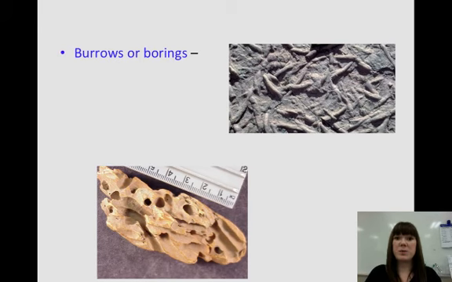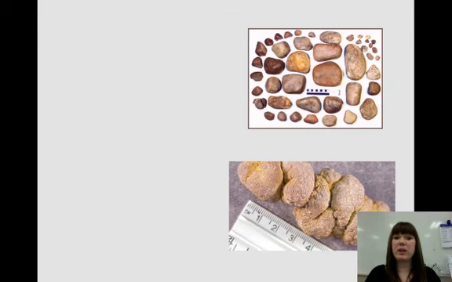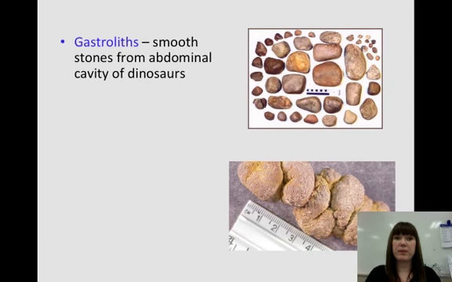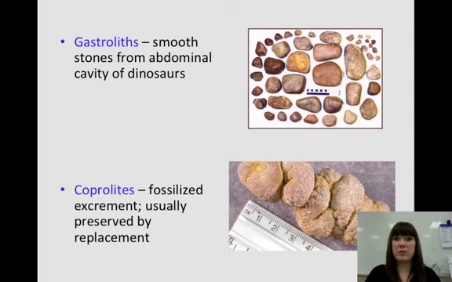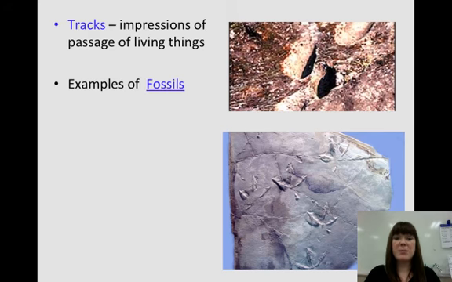Another type of trace fossil would be a burrow or boring, which are spaces dug out by living things and then preserved as they are or possibly filled in. Gastroliths are smooth stones that some types of dinosaurs would consume to help them digest their food. And coprolites, which I mentioned before, which are fossilized excrement, and usually these are preserved by replacement. And then the last type of trace fossil that we have are tracks, which are impressions of the passage of living things. Often we see these as footprints.